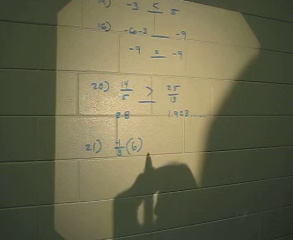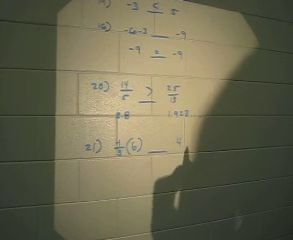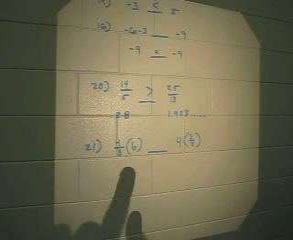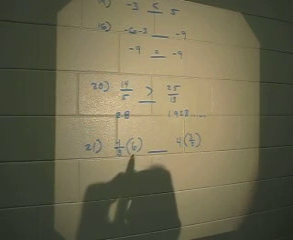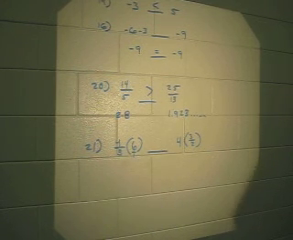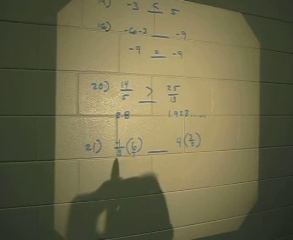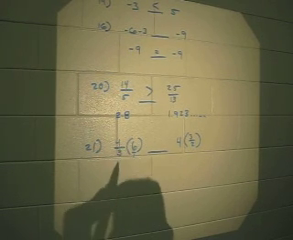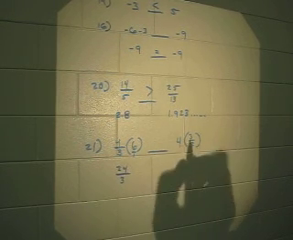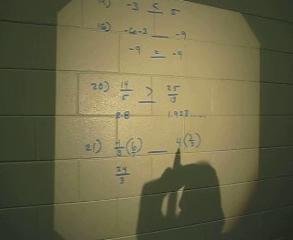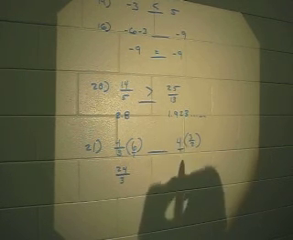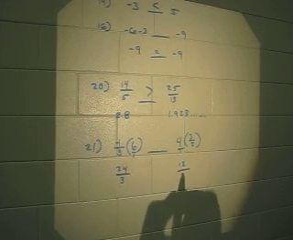4/3 times 6, and we're comparing that to 4 times 3/2. All right, if we're multiplying 4/3 by 6, we can think of 6 as 6 over 1. We're going to multiply the numerators and multiply the denominators. So 4 times 6 is 24. 3 times 1 is 3. On the right-hand side, we have 4 times 3/2. We can think of the 4 as 4 over 1. 4 times 3 is 12. 1 times 2 is 2.